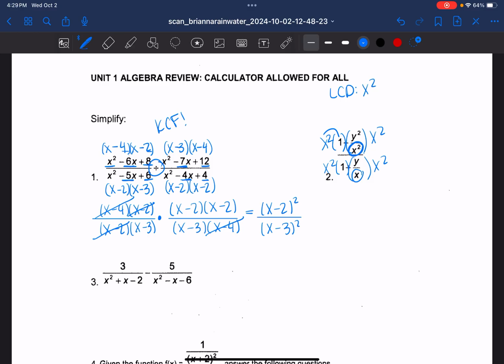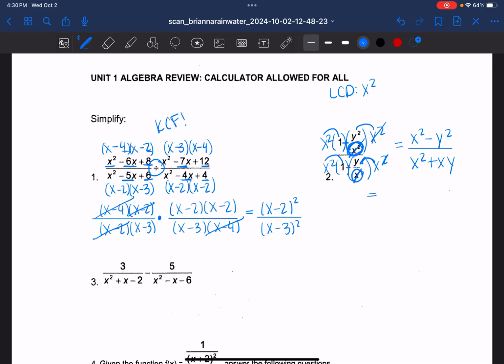So x squared times 1 would give us x squared. I can multiply this piece by x squared, but it already has an x squared in the denominator. So what's going to happen is those x squareds will cancel out. So I'll just be left with this negative y squared. In the denominator, x squared times 1 again gives me x squared. I can multiply here times x squared, but there's already an x in the bottom. So this x is going to divide out with one of these x's. So really, I'm just multiplying 1x times y, which would give me xy.